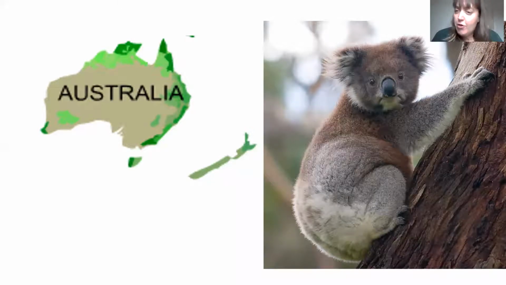Okay, and in Australia, in the forest, there's some very interesting animals. And this animal that you can see in this picture, he's called a koala bear. Koala bear. Okay, so a koala bear lives in the rainforest, or not in the rainforest, sorry, he lives in the forest in Australia.